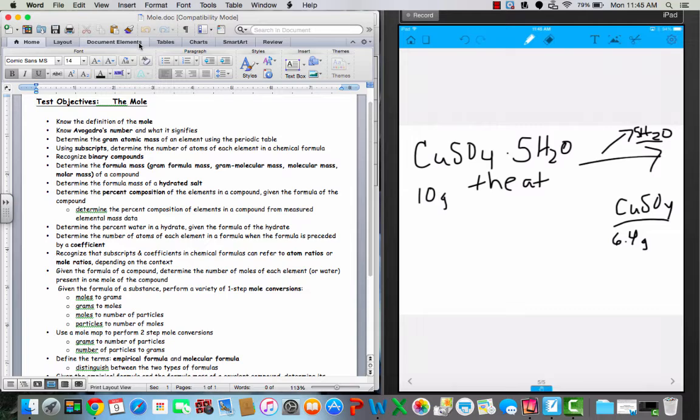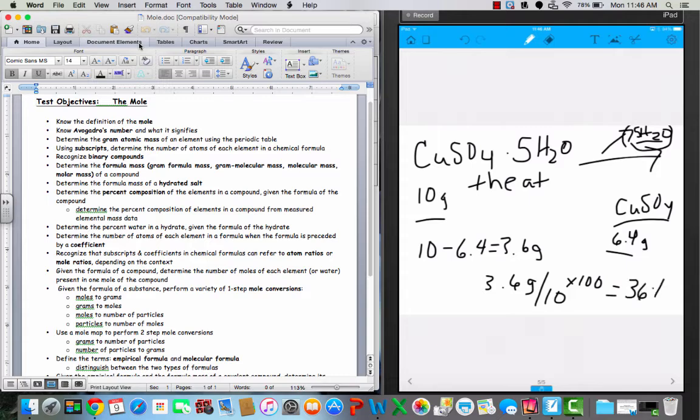Well, remember the law of conservation of mass from the last unit. Our products, the water and the copper sulfate, have to add up to the 10 grams. Or we talked about it in the lab, saying that our hydrate minus our anhydrate is going to be our water loss. So in this case, 10 minus 6.4 grams gives me a water loss of 3.6 grams. And so if I want to know the percent of water, I'm going to take my 3.6 grams, that's my water lost, divided by 10, and then multiply by 100. And so the percent of my water loss was 36%.